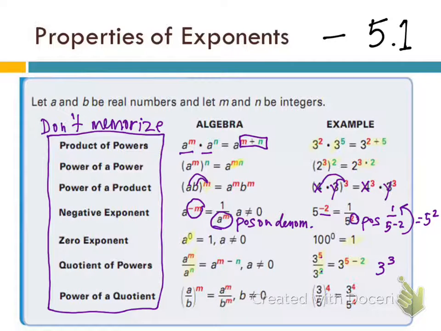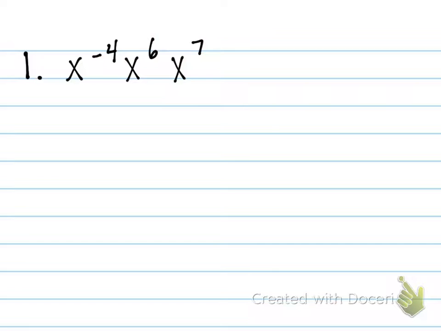Same with power of quotient. Power of product, power of quotient, those kind of go together. If you have A over B, you distribute the exponent to the top and to the bottom. So again, if we had x over y to the 4th power, it would be the same thing as saying x to the 4th over y to the 4th. So you just distribute your exponent. So we're going to do a few examples. You can follow along in your notes. And really doing examples is going to be the best way to help.